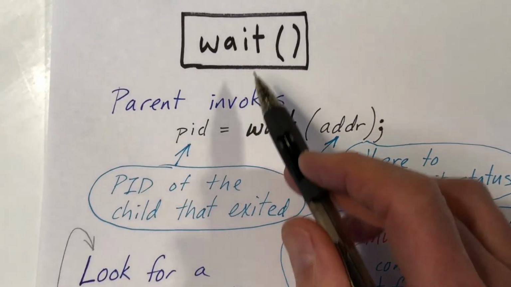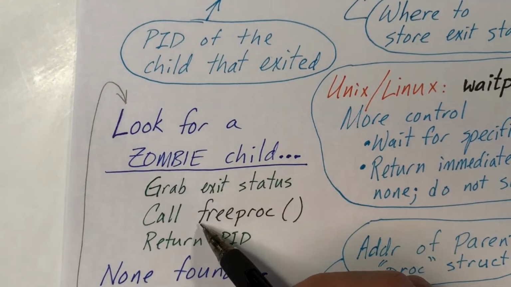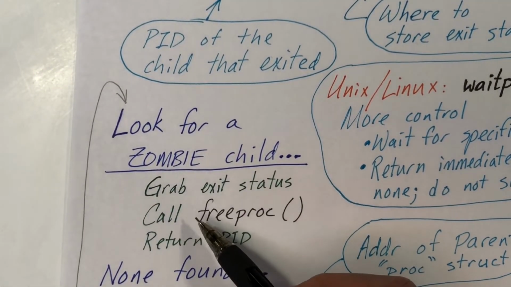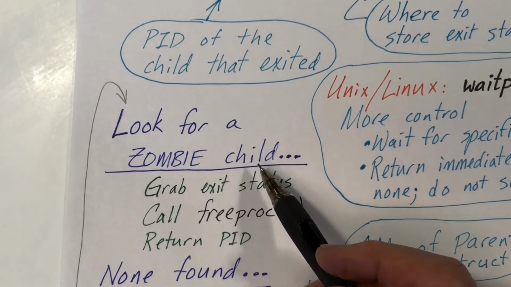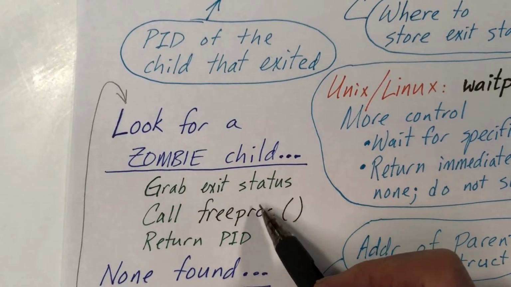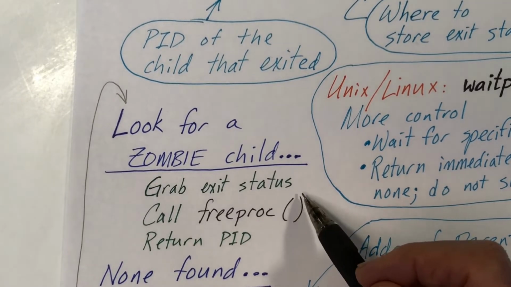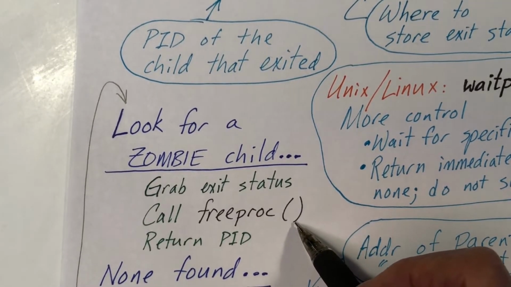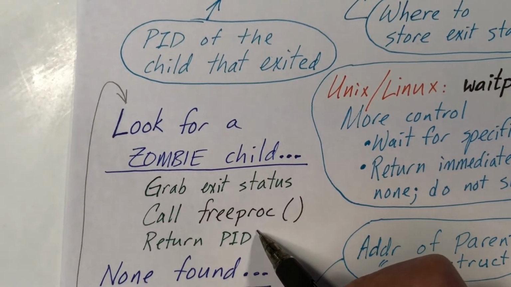Okay, so how does wait work? What does it do? Well, first, it looks for a child which has already exited. In other words, it looks for a zombie child. And if it finds one, it grabs the exit status from that child, and then it cleans up after that child. And in particular, it gets rid of the proc structure. It calls free proc, which changes it back to an unused proc, so it can be recycled. And then, of course, it returns the process ID of the terminated child.